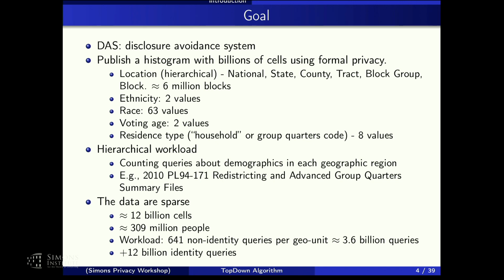Our query workload has about 641 non-identity queries per geo unit. Overall, with all the levels of aggregation, we have 3.6 billion queries. And then we also have the identity queries: for every demographic category, how many people have that? That's roughly 12 billion there. And this ensures that when we set epsilon to infinity, we recover the original data.